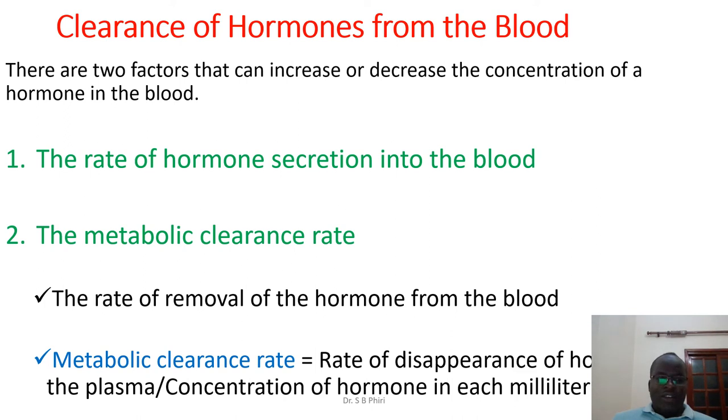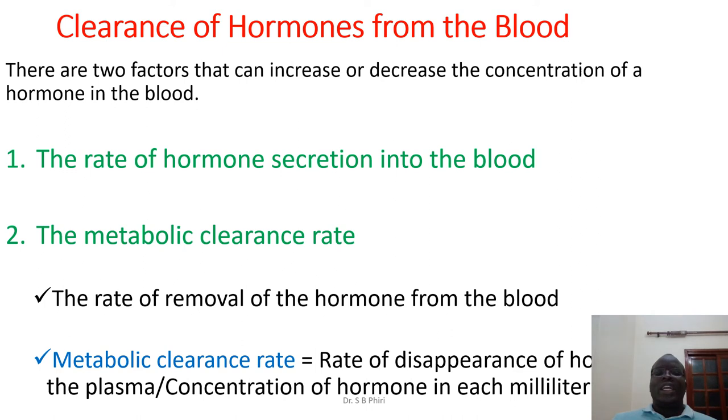The first factor is the rate of hormone secretion into the blood. How much hormone is secreted by the glandular cells? If the secretion is increasing, the concentration of hormones is going to increase. So whatever is stimulating the production of these hormones can also stimulate the release of these hormones by the glandular cells. It will have an effect on the concentration of hormones in circulation.